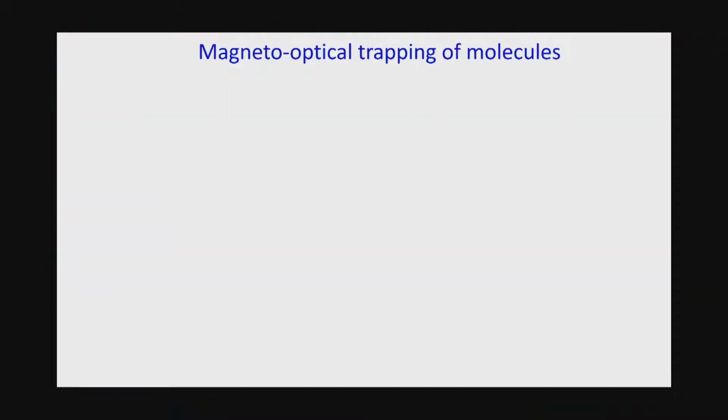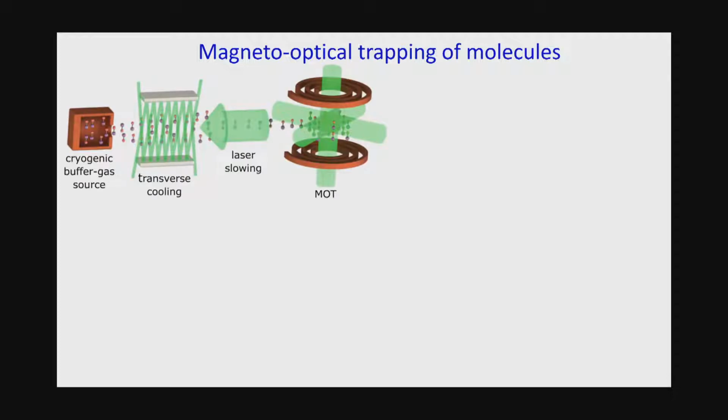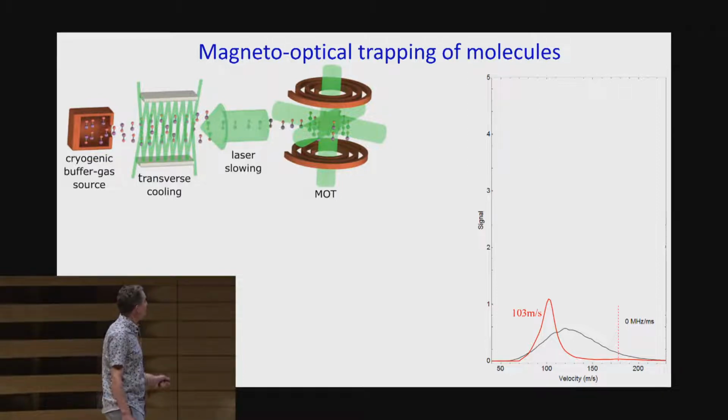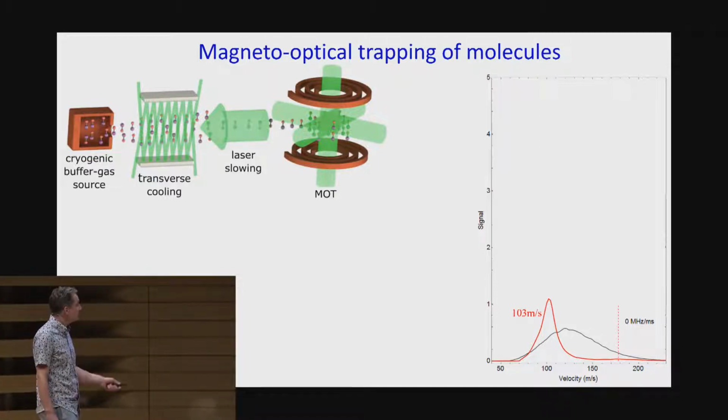We make these ultra-cold molecules using an apparatus that looks a little bit like this. So we start out by making a beam of molecules by cryogenic buffer gas cooling. We apply some transverse laser cooling to collimate that molecular beam, and then we slow the beam down to low velocity using the radiation pressure of this counterpropagating laser light. Here, the black curve shows you the velocity distribution coming out of the cryogenic source, and the red curve here shows you the velocity distribution when we turn on this laser slowing beam. In this case, the laser slowing light is at fixed frequency, and we see that the molecules have been decelerated to about 100 meters per second.